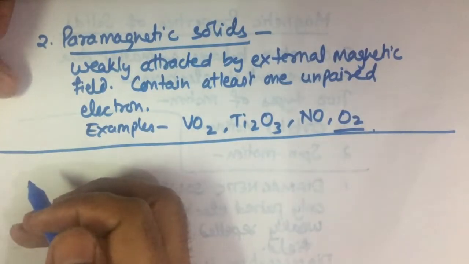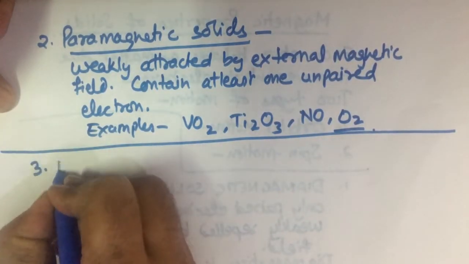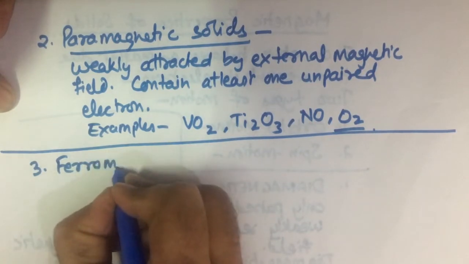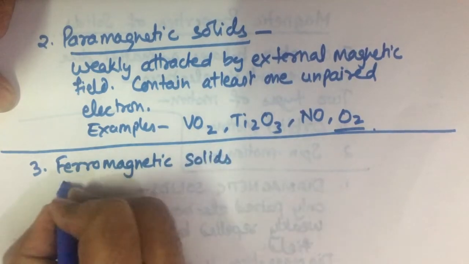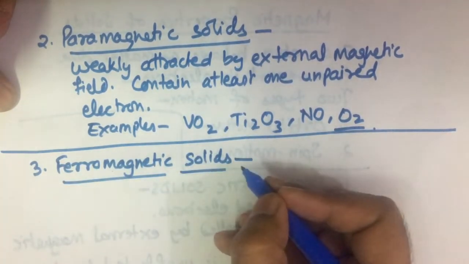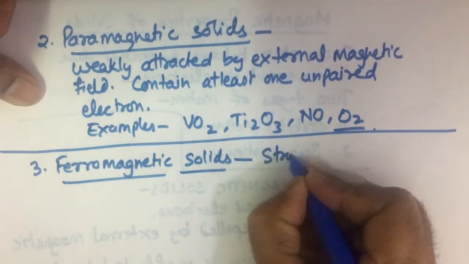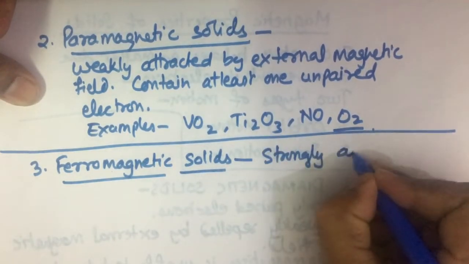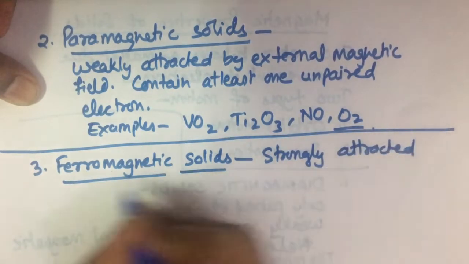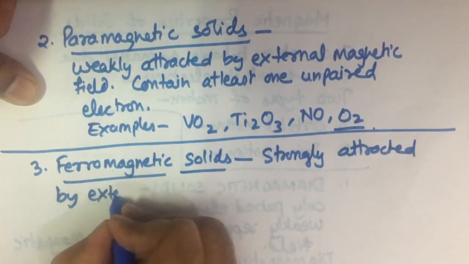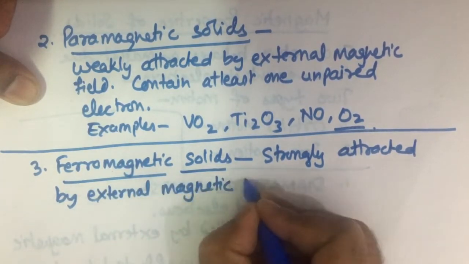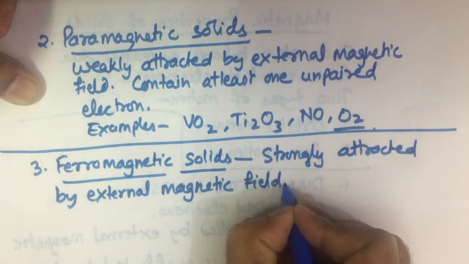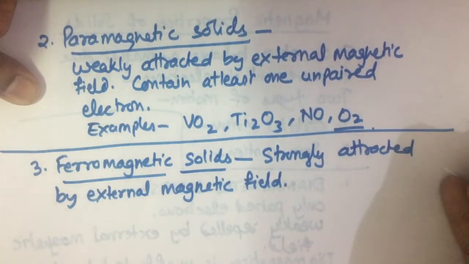The third type of solid is ferromagnetic solids. These solids are strongly attracted by an external magnetic field, and they show permanent magnetism even when the external magnetic field is removed.